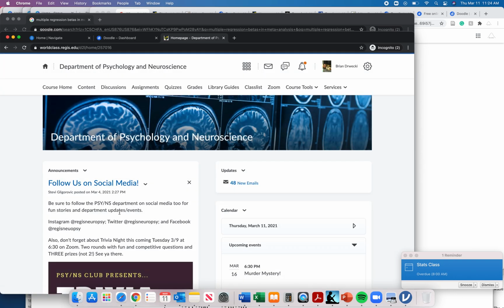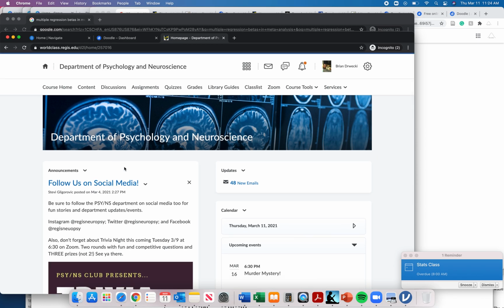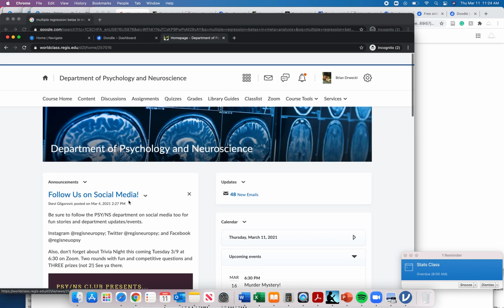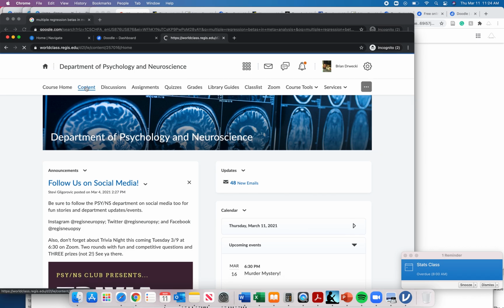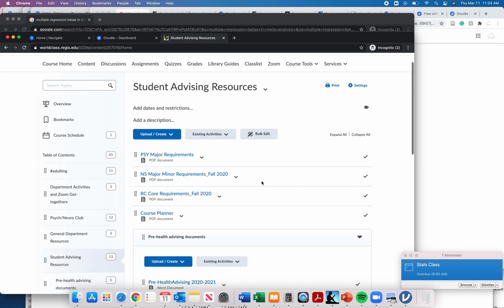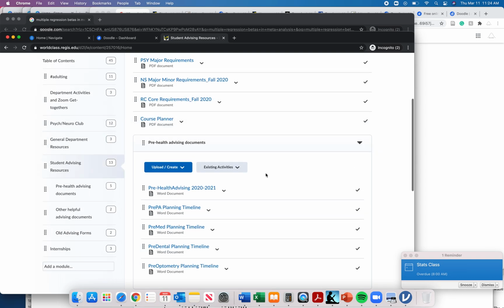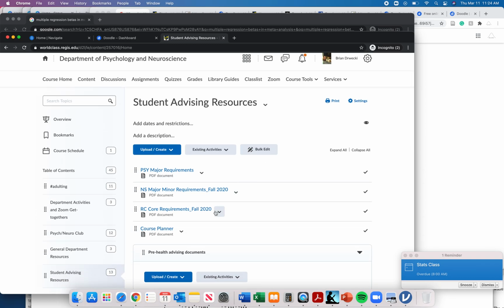This space has a lot of good stuff on there. There's updates about social club and things like that. I think it is really interesting to click under the content and find our advising resources. There's a lot of stuff in here for all of our majors. The psych major requirements are what I'm going to cover.